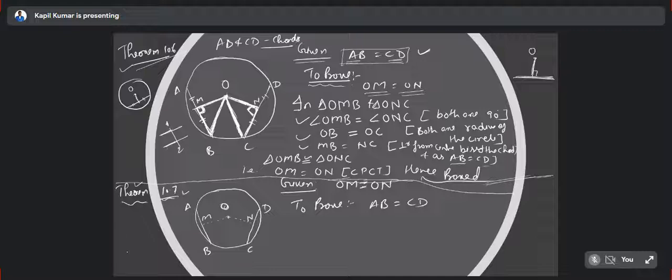Have you noted down this one? Yes, sir, I did it. First note down, then I will tell you what to do in 10.7. Only one change is required, but everything will be the same.